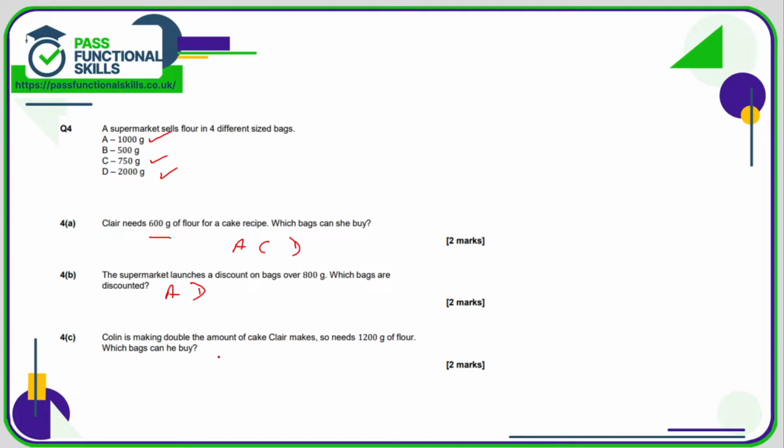Colin is making double the amount of cake that Claire makes, so Claire needs 600, so Colin needs 1,200 grams. Oh, we're told that anyway, I should have read ahead. So which bags can he buy? The only bag he can buy is bag D, because all the others don't have enough capacity for him.